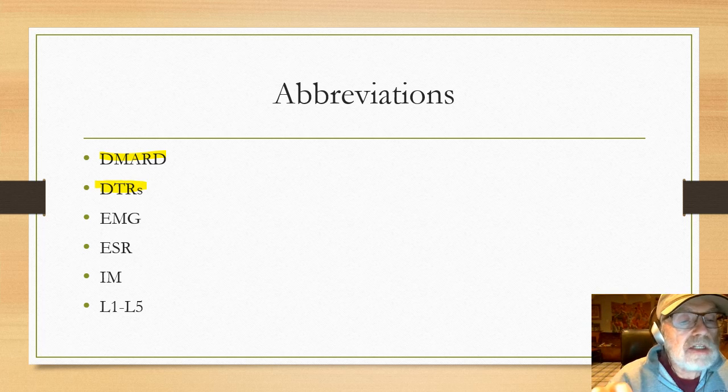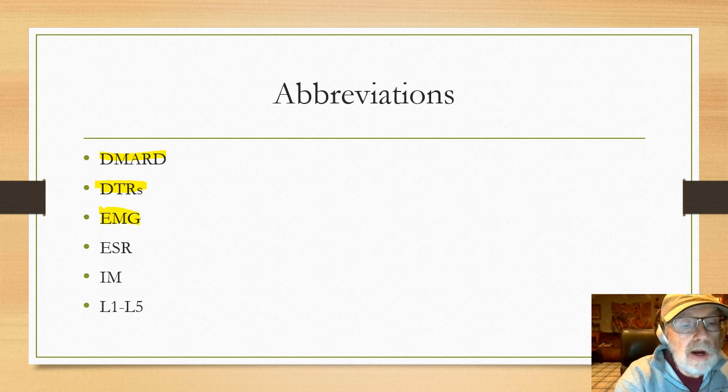DTR stands for deep tendon reflexes. You ever notice when they tap your knee and your tibia shoots out? That's looking at the deep tendon reflexes for the patellar. It's called the patellar reflex. If they tap the back of your elbow, your arm will straighten out a little bit. At the wrist, your wrist moves a little bit, and those are called deep tendon reflexes. They look at that for neurological disease and stuff like that.